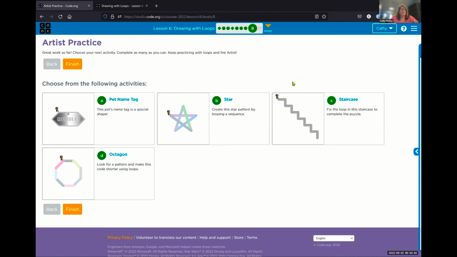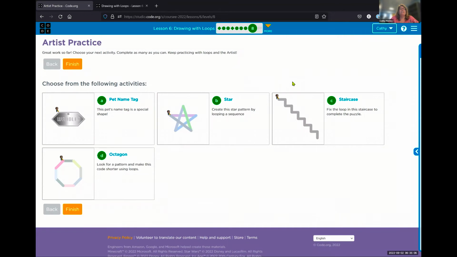For example, in puzzle A, it challenges the students with different angles and different patterns to recognize. Puzzle C will challenge them with some debugging. One thing I do want to note, if students click finish within puzzle 8, they will be taken directly to lesson 7, and we don't want them to do that yet.